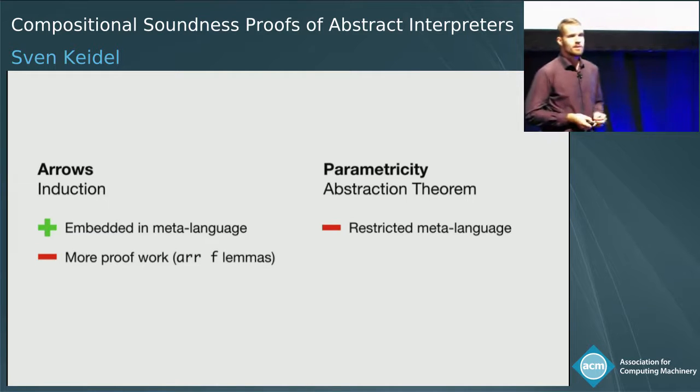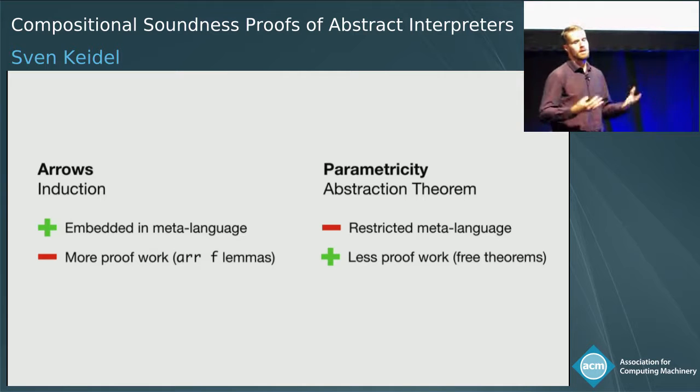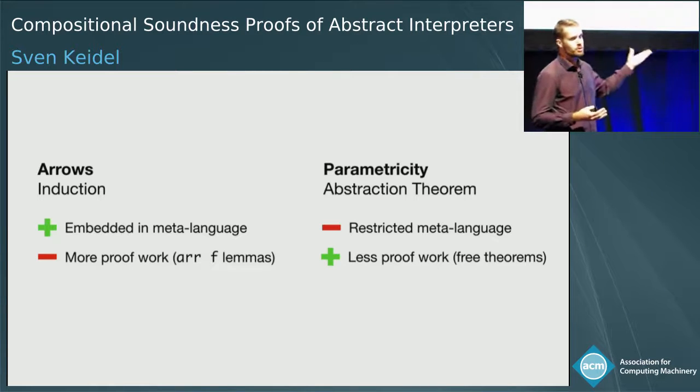However, I've shown you that arrows have slightly more proof work because we have these pure functions to prove sound, where these functions in the case of parametricity come as a free theorem. So we don't have to prove them, which means that the second technique means less proof work.